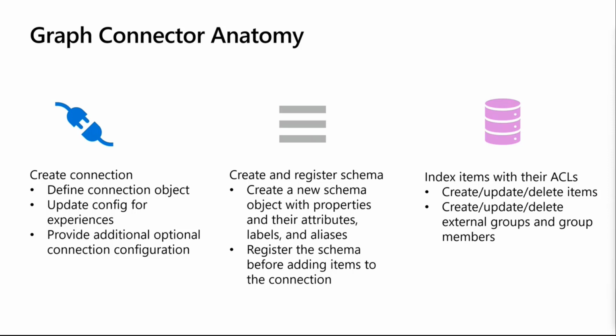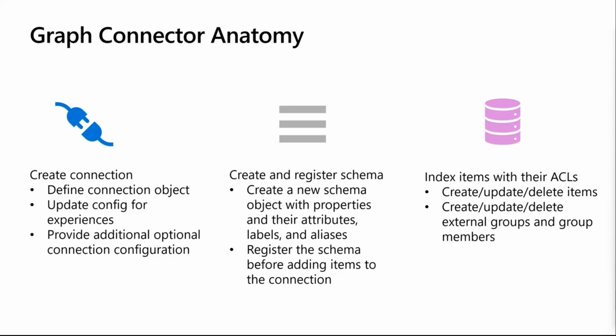Yeah. So there are three high-level components to building a graph connector. Firstly, you need to create a connection. What this entails is defining your connection object, updating the configuration file for the experiences, and providing additional, optional connection configuration information.